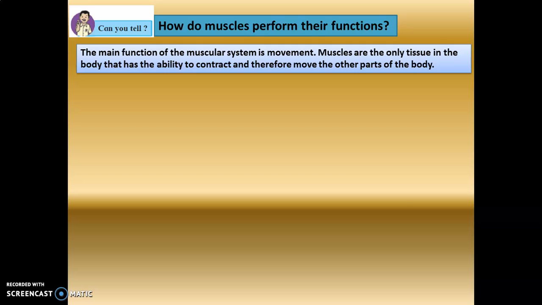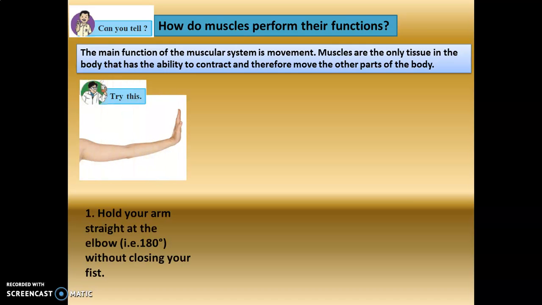Now how do muscles perform their function? We have studied that the main function of the muscular system is movement. Muscles are the only tissue in the body that has the ability to contract and therefore move the other parts of the body. So without muscles, movement of the body is not possible.